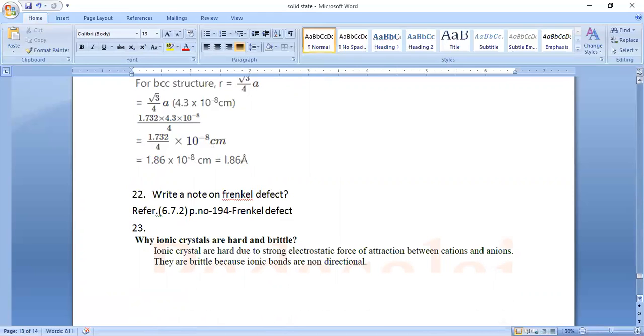So next question, why are ionic crystals hard and brittle? So why is it so hard? Because of the strong electrostatic force of attraction between the cation and the anion. So next, why is it brittle? They are brittle because ionic bonds are non-directional.